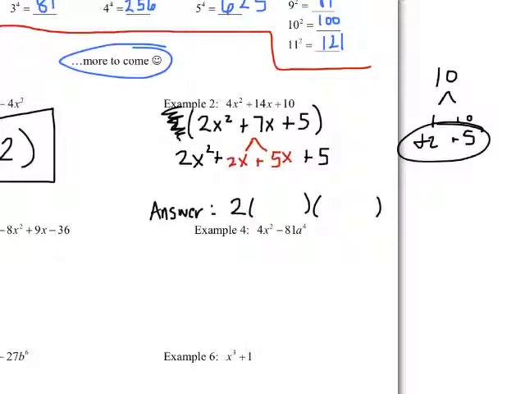Okay, now we can group. Take out 2x, x plus 1. Take out 5, x plus 1. This is our checking point, x plus 1, x plus 1. That's good. So I'm done. x plus 1 and 2x plus 5. Alright.